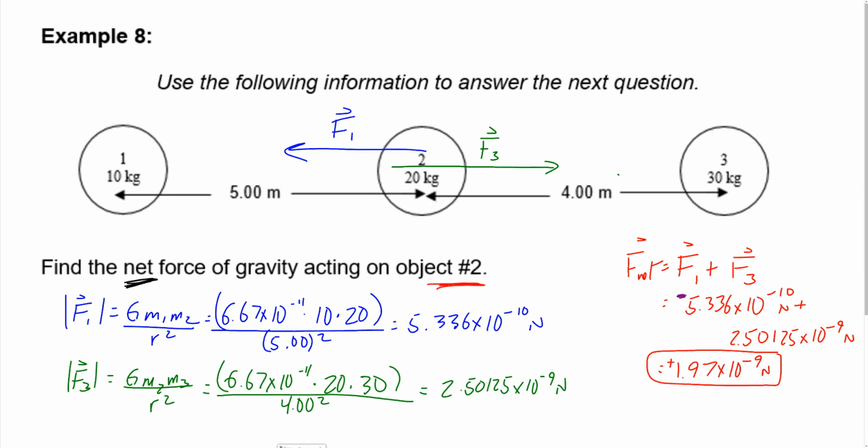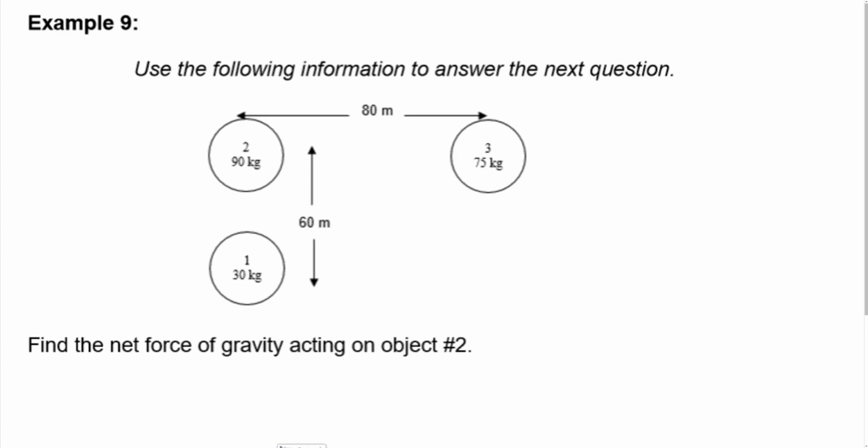Let's take a look at number 9 as well. It's a little bit different than number 8, but not entirely different. We have 3 objects here that we want to find a force of gravity between as well. This one says find the net force of gravity acting on object number 2. We're going to start off the same way.